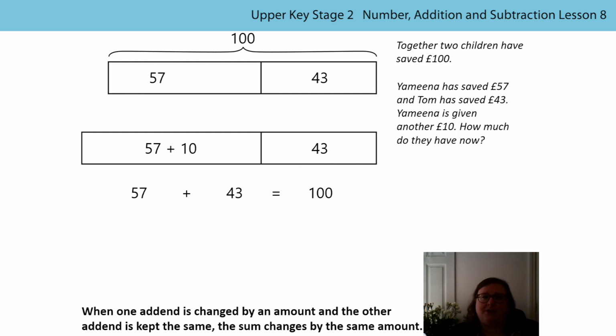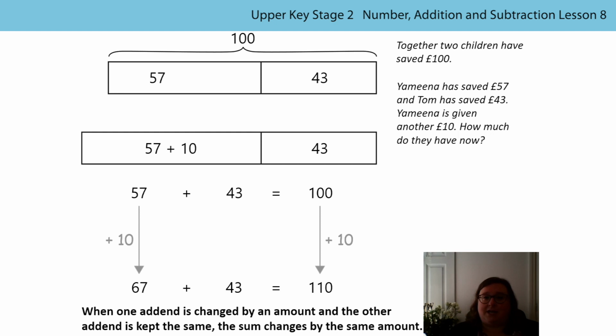What else has changed? Yep, the total length of the bar has changed because the total amount of money they have has increased. Let's see what this looks like in an equation. I've added 10 to one addend and I've kept the other addend the same. So I must add 10 to the sum. So 57 add 10 is 67, and then 67 add 43 is 110.